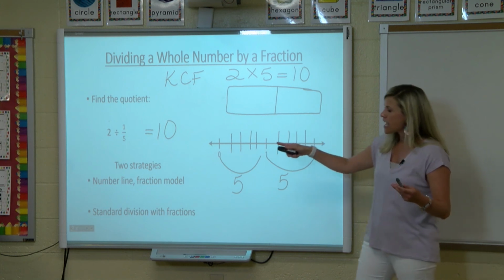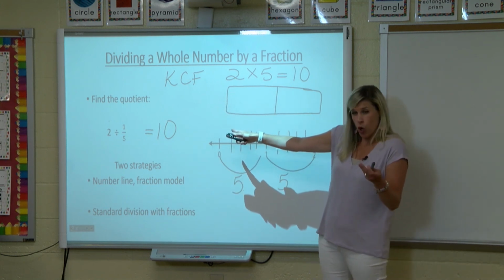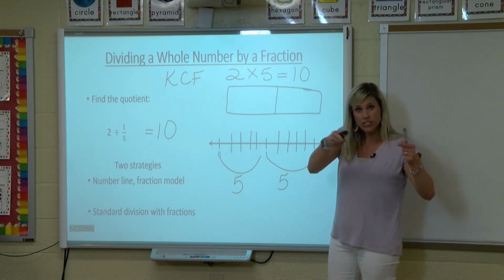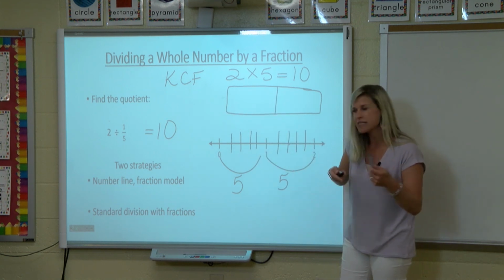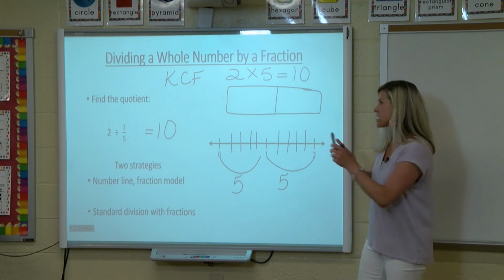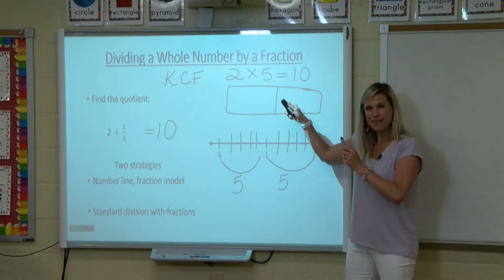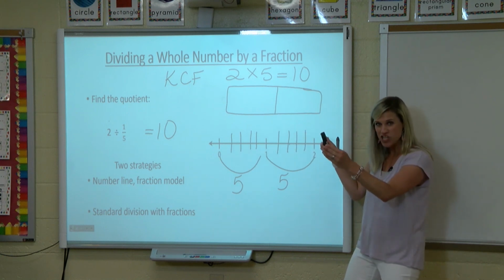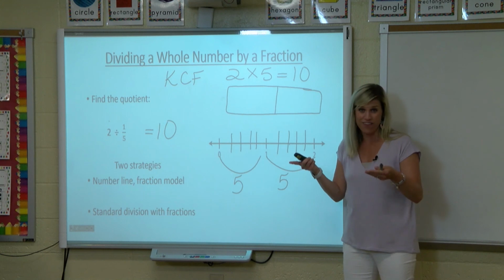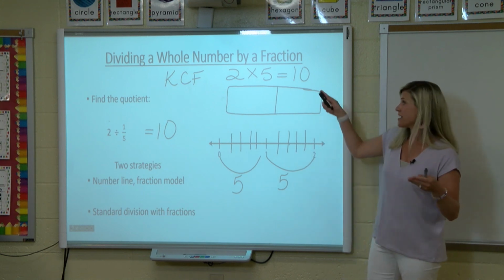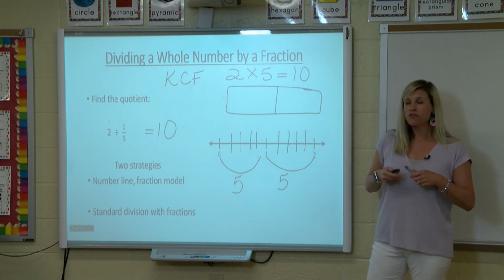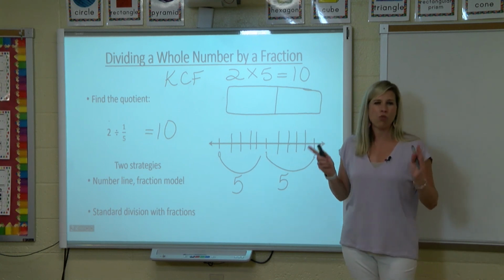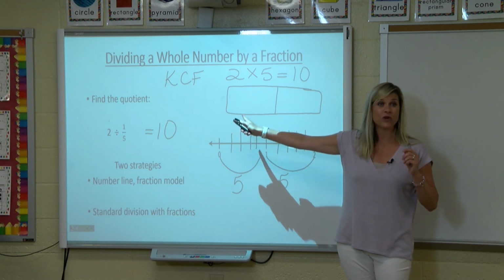So essentially, if you really want to do it the correct way, what you're looking at is 2 divided into the 1/5 sections. You're basically saying that you're going to take these 2, divide them into fifths, and that's why you get 10 sections of 1/5. That's why you get a whole of 10. So if you do the trick KCF or keep, change, flip, that's fine, but you need to know why. And this is the reason why.